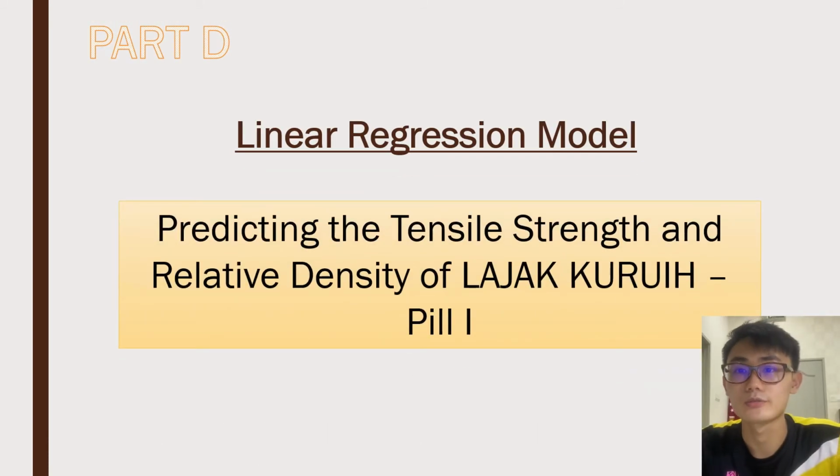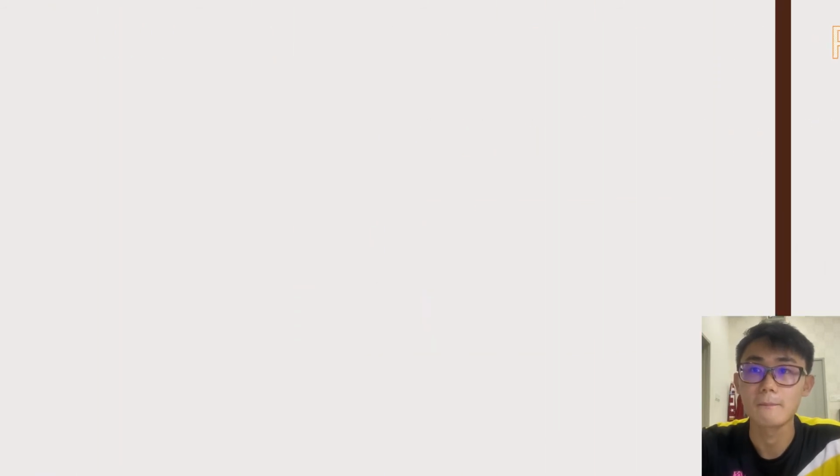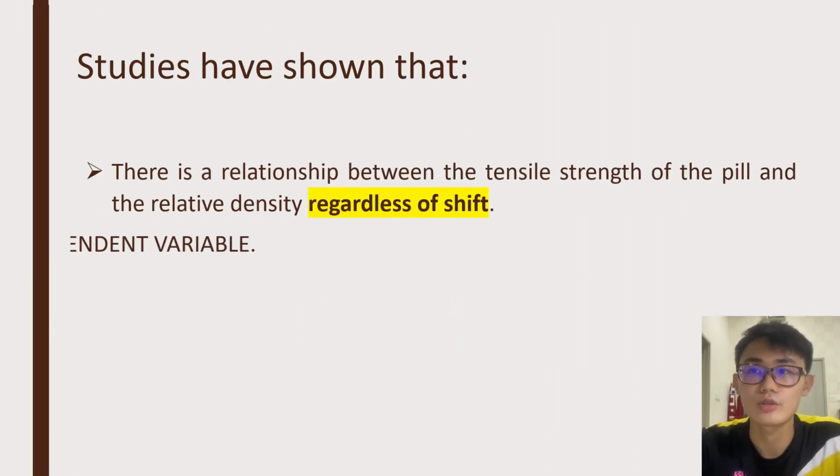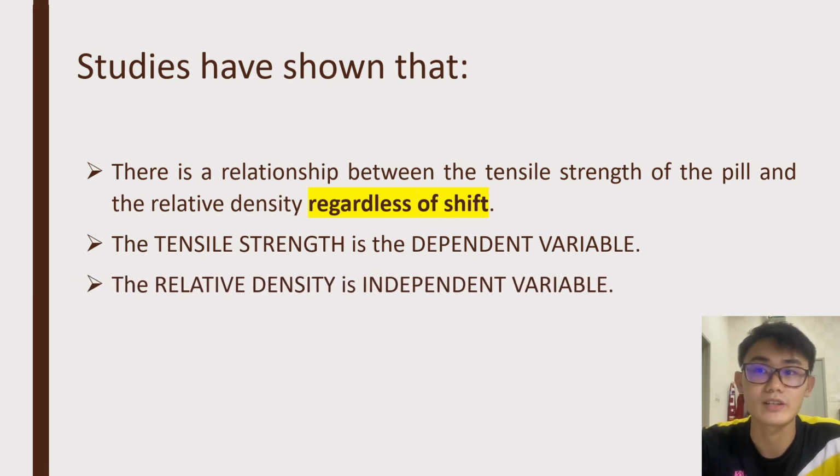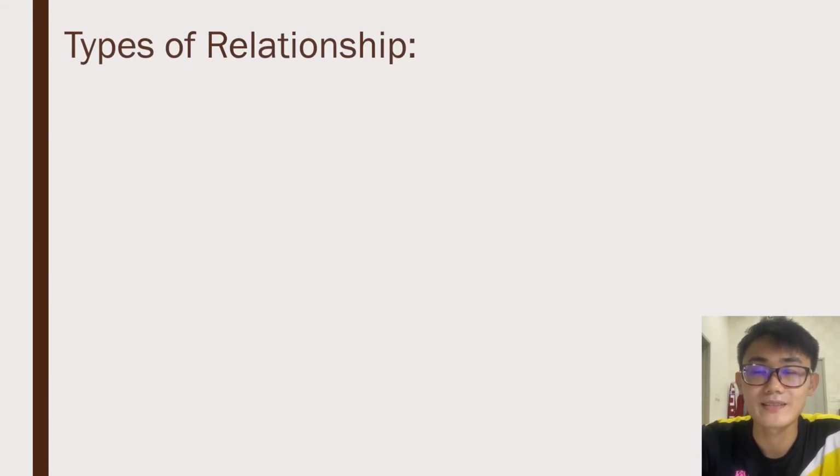Linear regression model by predicting the tensile strength and relative density of LajakKuruih-I for PU. The study has shown there is a relationship between the tensile strength of a PU and the relative density regardless of shift. The tensile strength is the dependent variable and relative density is the independent variable. And this is the type of relationship.